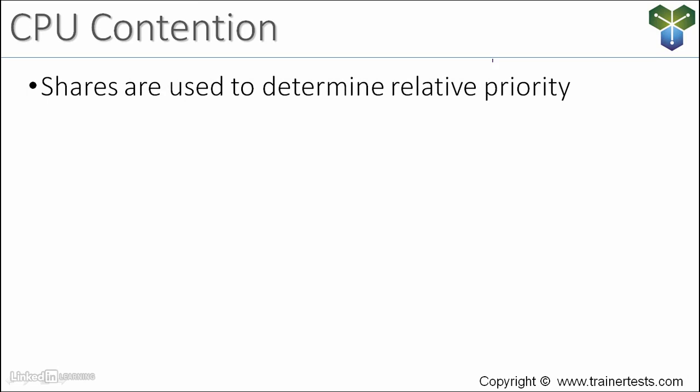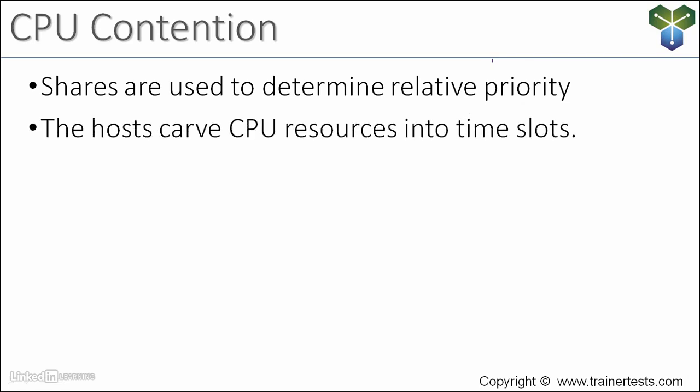Okay, so now that we understand the basic concept of how the vSphere CPU scheduler works, let's talk about CPU contention. So we can use shares, and we'll see more about that later in this course. But I can use shares to determine which virtual machine takes priority. If one virtual machine has twice as many shares as another VM, that virtual machine is going to get twice the CPU entitlement of that other VM. And that's really how this is all broken down.